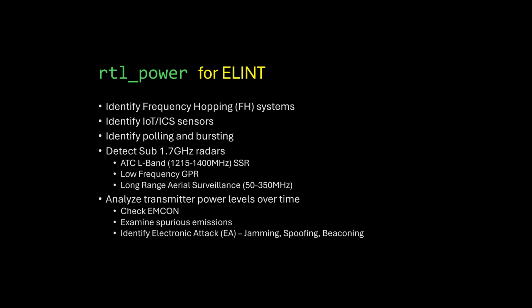So it could be trying to find frequency hopping systems, getting those really, really small bin sizes and seeing how that moves across. IoT ICS sensors, obviously, LoRa is the big one. And don't worry about LoRa. We're going to be talking about Meshtastic and LoRaWAN in the future. Polling, bursting. There's certain types of radars under 1.7 gigahertz, which is the theoretical maximum that an RTL-SDR could support. And then certain types of long-range aerial surveillance use 500 to 350 megahertz as well.